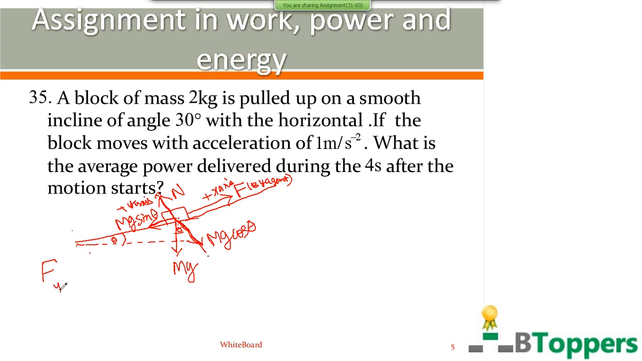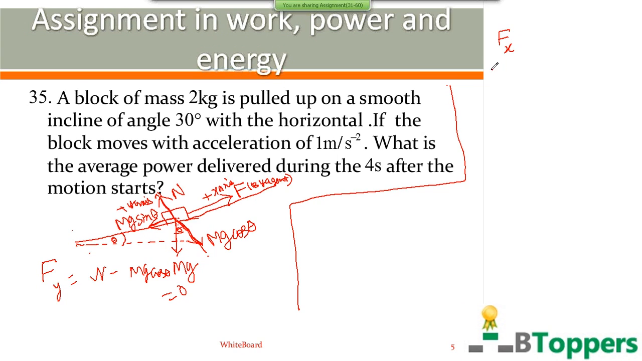The block has no acceleration parallel to the y-axis, so the y component of the resultant force on the block must be 0, or Fy must be 0. So the resultant force on the block will be equal to Fx, that means the x component of the resultant force.